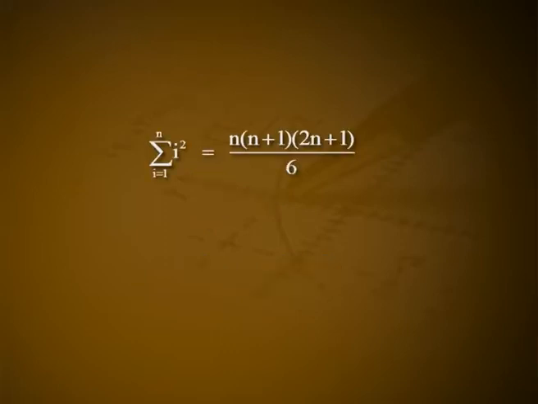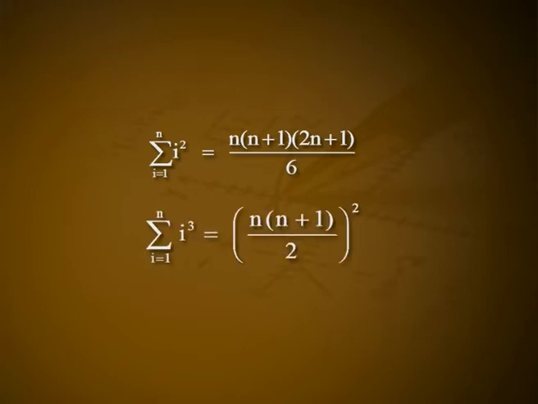Sigma i equals 1 to n, i squared is equal to n into n plus 1 into 2n plus 1 by 6. Sigma i equals 1 to n, i cubed is equal to n into n plus 1 by 2, the whole squared.